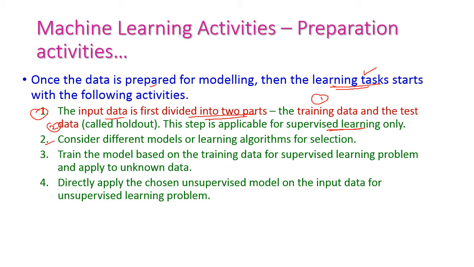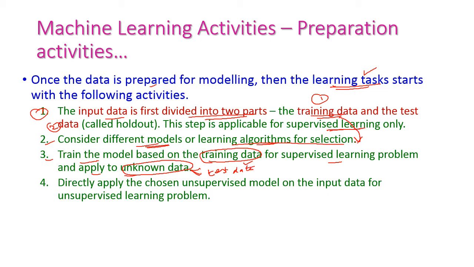The second one is to consider different models or learning algorithms for selection. For selecting the training data, there are different models and algorithms, and we need to select the suitable algorithm. Then train the model based on training data for a supervised learning problem and apply that to the unknown data. Unknown data is nothing but test data.